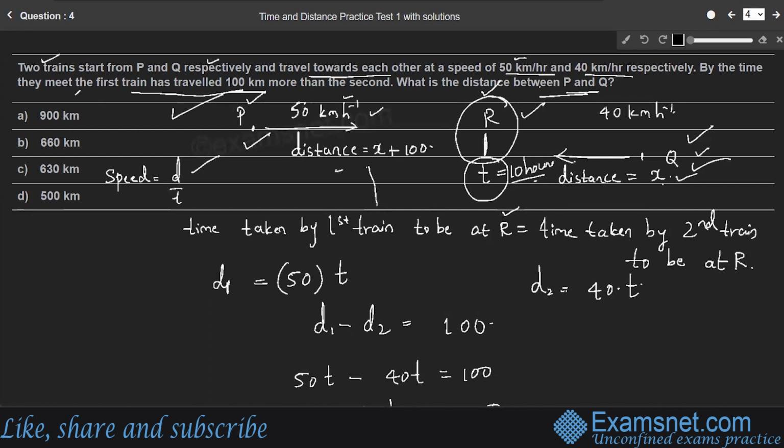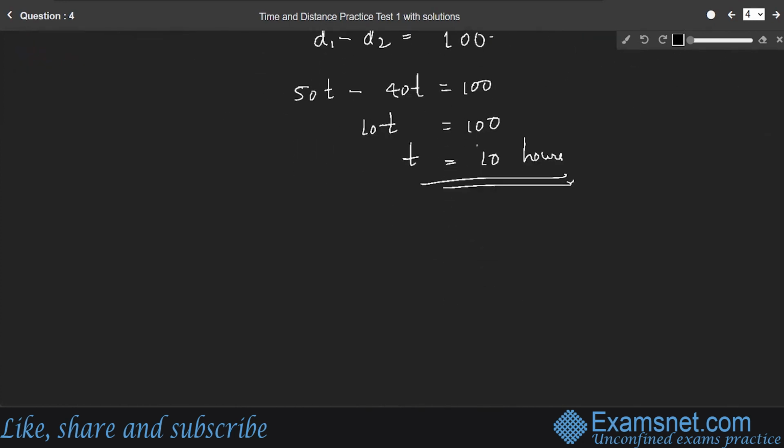So here we need the distance between P and Q. So we'll consider the distance between R and Q first, which is x kilometers. We'll find the value of x. Then we can easily find the value of x plus 100 and the total distance, right? Therefore, x is equal to the distance between R and Q. RQ, x is equal to distance, which is speed into time, right?